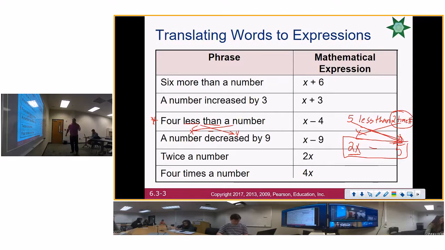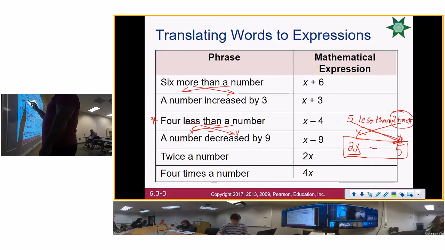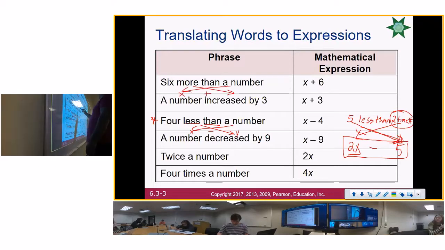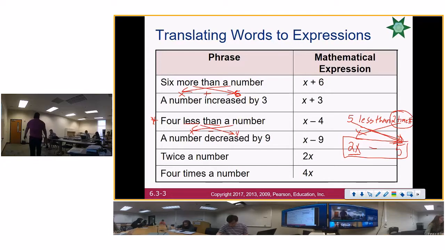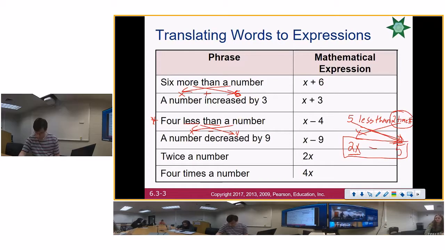So, 6 more than a number. Technically, you're supposed to crisscross that one, more than and less than. But more than doesn't matter because addition is commutative. 2 plus 3 is the same as 3 plus 2. So it really doesn't matter with more than, just less than. A number increased by 3: x plus 3.